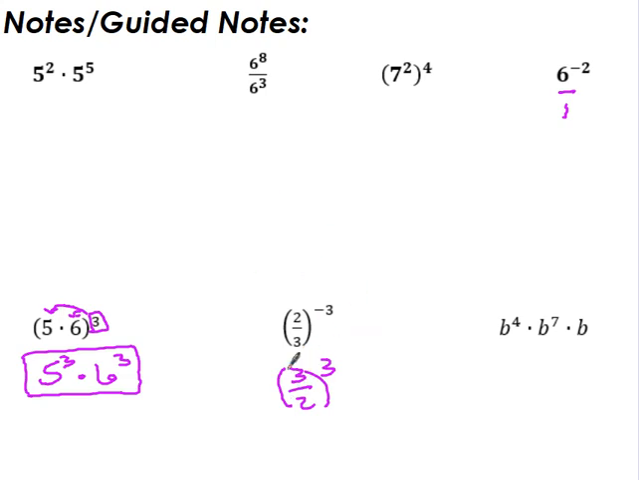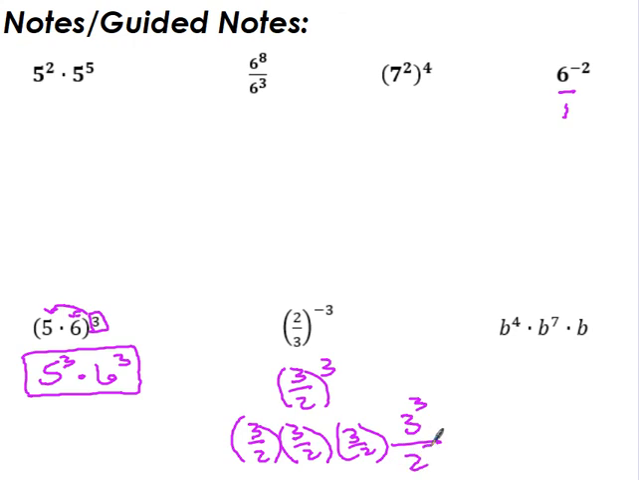Now, what we can do is show what is really happening here. This is really 3 halves times 3 halves times 3 halves, because I just expanded this out. Well, this is 3 times 3 times 3, which is 3 to the 3rd power, over 2 times 2 times 2, which is 2 to the 3rd power. So we are just using distributive property. This is really 3 to the third and 2 to the third.